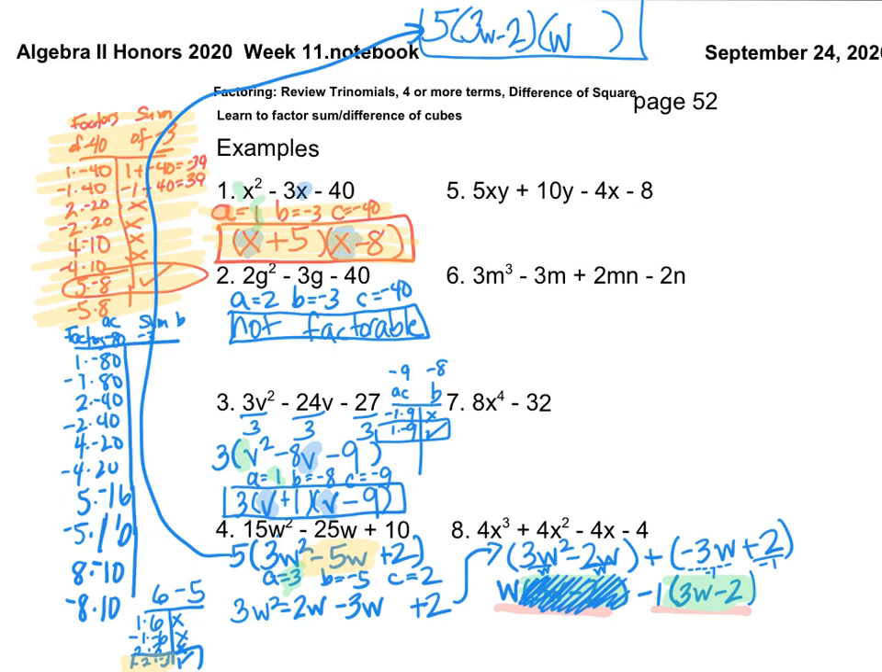Look at your second term. You take away the 3w minus 2. What's left when you take away the 3w minus 2? Minus 1. So if I were to multiply out those two binomials and that constant of 5, I would get 15w squared minus 25w plus 10. That would be the answer. I hope that makes sense.